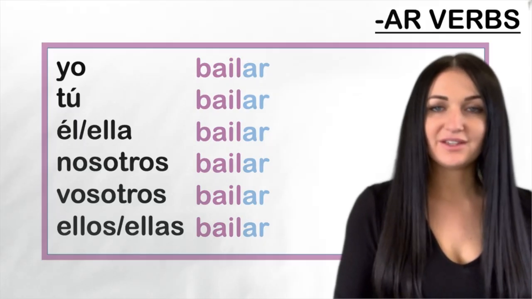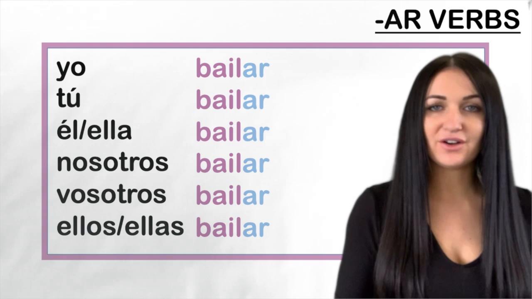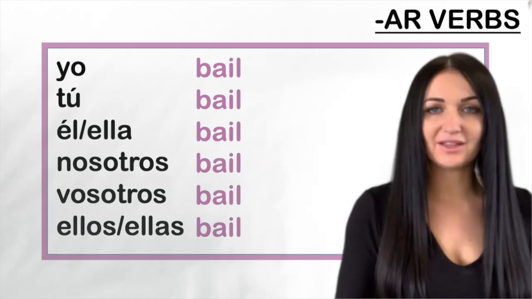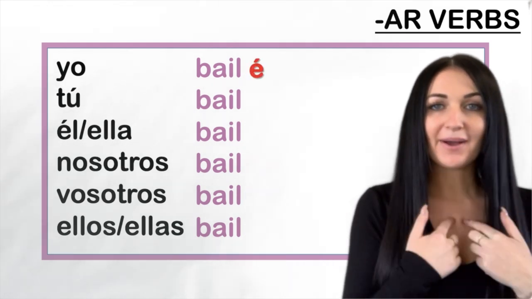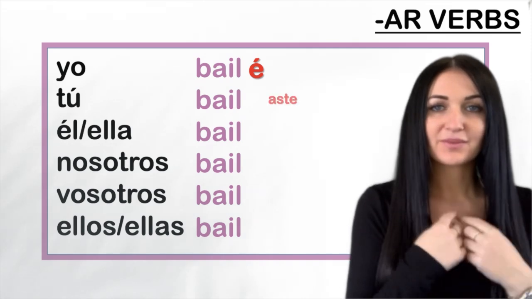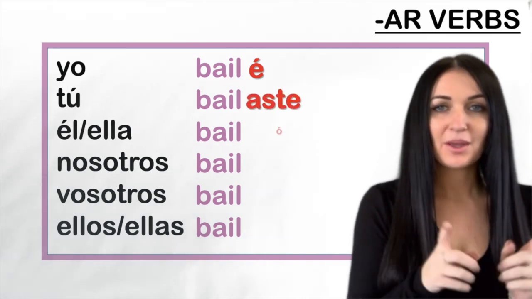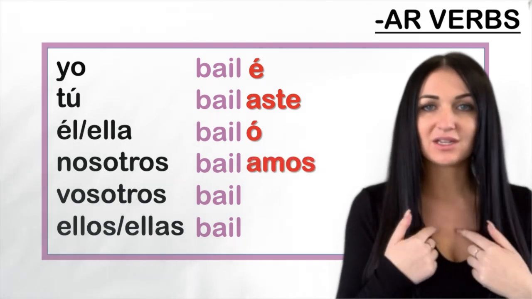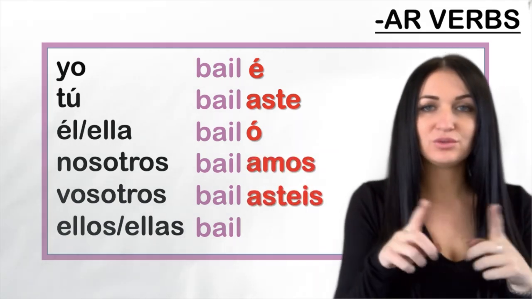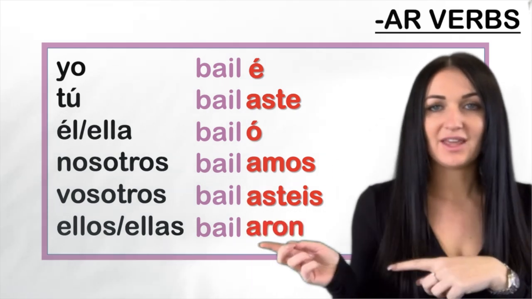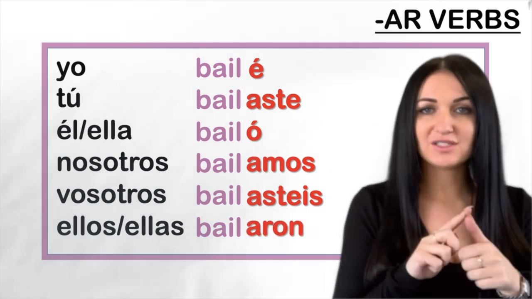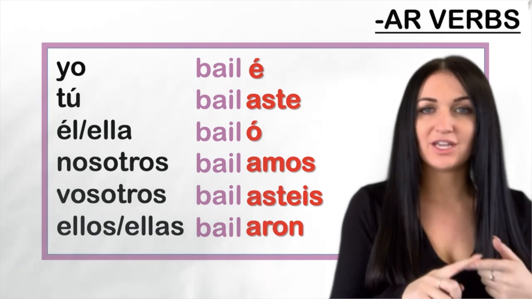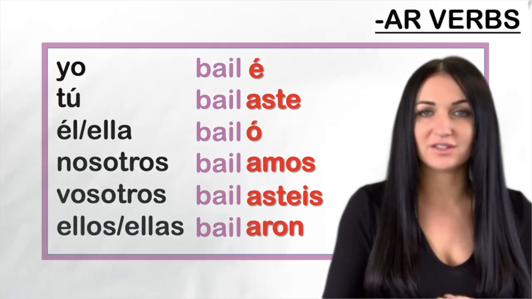So we start with the infinitive and we remove the ending. For AR verbs, we take off the AR and we add the following endings. Bailé, I danced. Bailaste, you danced. Bailó, he or she danced. Bailamos, we danced. Bailasteis, you plural danced. And bailaron, they danced. Don't forget that for first person I and third person he or she, you need an accent on the last letter.